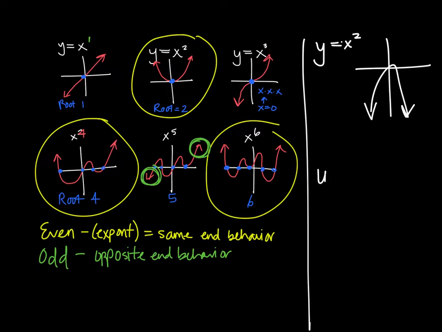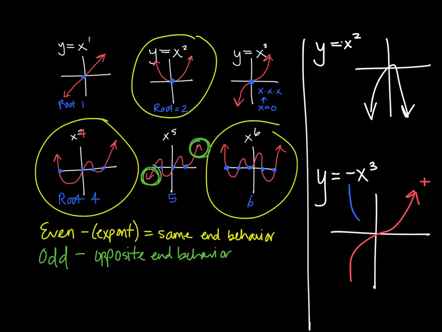The same thing happens if I have y equals negative x to the third. I'm still going to have opposite end behavior, but instead of going like this, right here is positive, now I'm going to be going negative. So if you have a negative coefficient, now it's going to just be going down as you go to the right, but it's still having this opposite end behavior where one side is up and the other side is down.